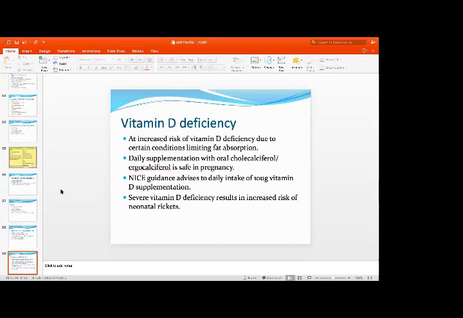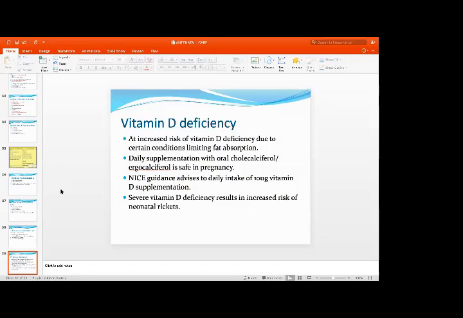Pregnant women are at increased risk of developing vitamin D deficiency because the baby is growing, continuously utilizing the maternal reserves of calcium and vitamin D, because the baby needs them for the growth of its bones. So there is a great chance that the mother may develop vitamin D deficiency. And also there are certain conditions which limit fat absorption, like preeclampsia or renal disease, in which she is continuously losing proteins, and this leads to vitamin D deficiency.